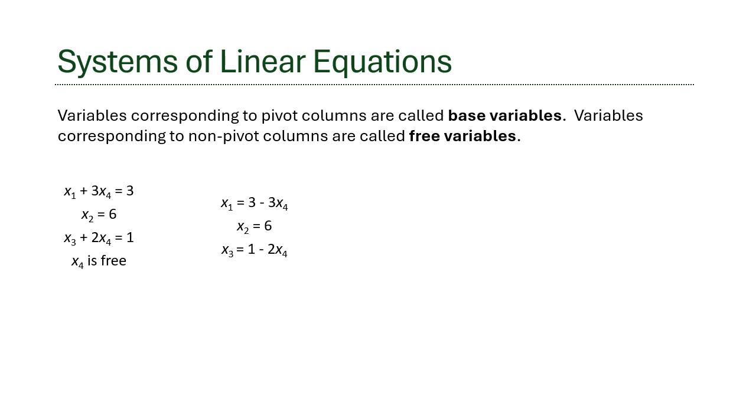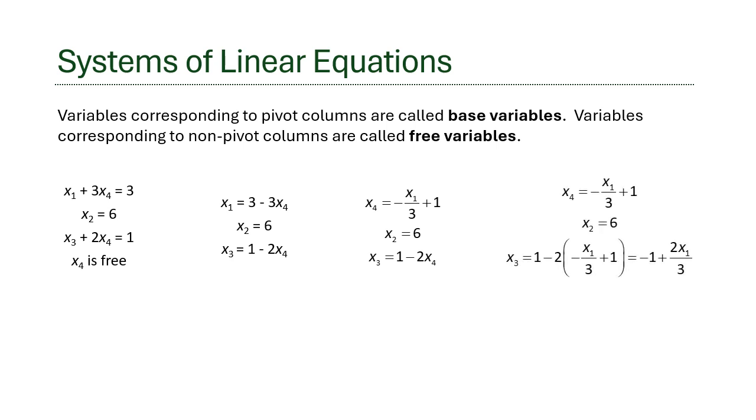Now, there's nothing magical about the free variable. This is the system we were looking at on the previous slide. I could take these equations and solve the first one for x4. So now I have x4 in terms of x1. Then I can take that formula for x4 and substitute it into the x3 equation. If I do that, x4 is equal to negative x1 over 3 plus 1. x2, bless x2, it's always going to be 6. And now I have x3 in terms of x1. So now I have a different parameterized solution. I've rewritten this so that x1 is the parameter instead of x4. They're both perfectly valid results. Like I said, there's nothing inherently special about the free variable.